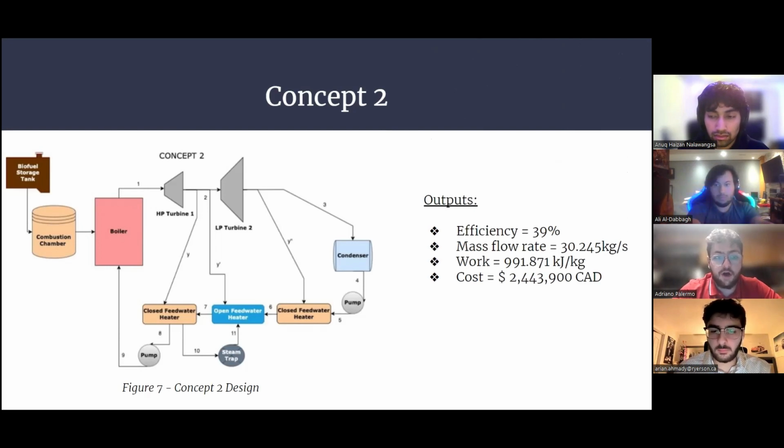2,443,900 Canadian dollars is now the cost. Much more efficient for the price. I'll now hand the mic over to Aryan so he can talk about concept number 3.